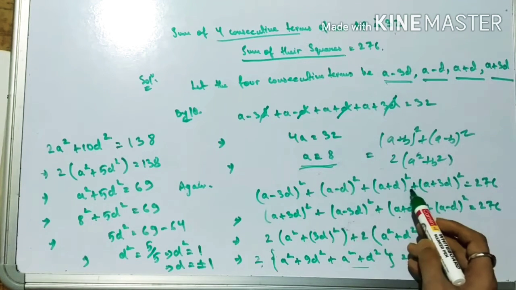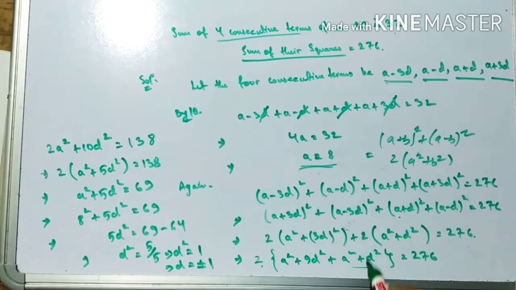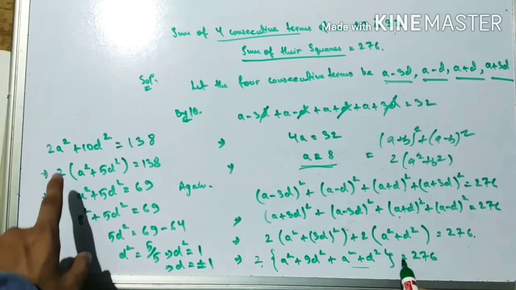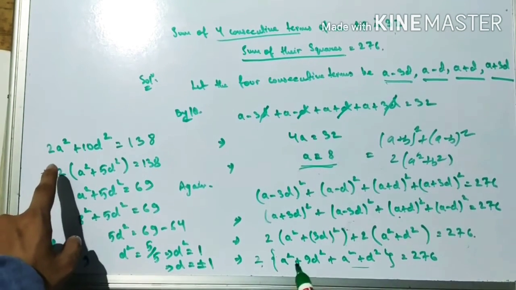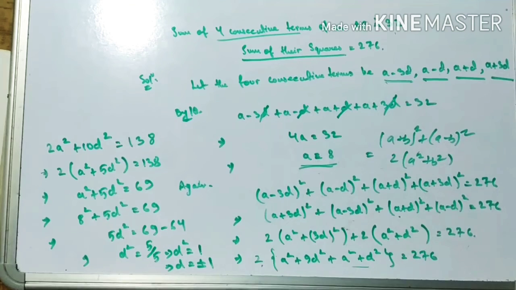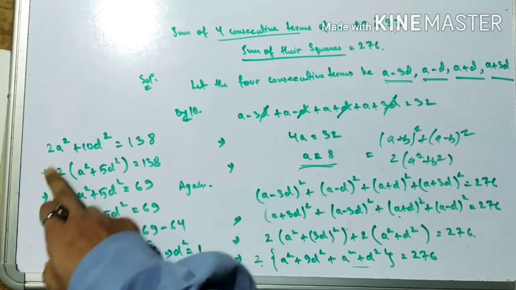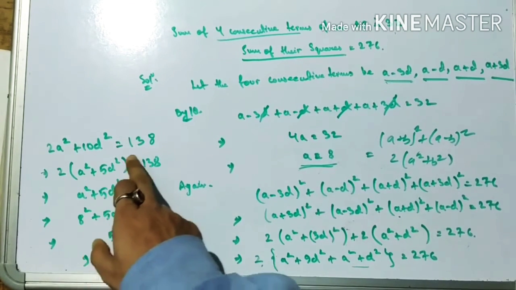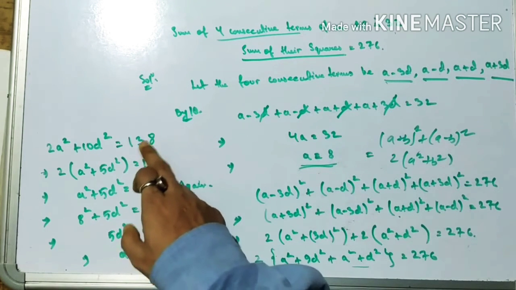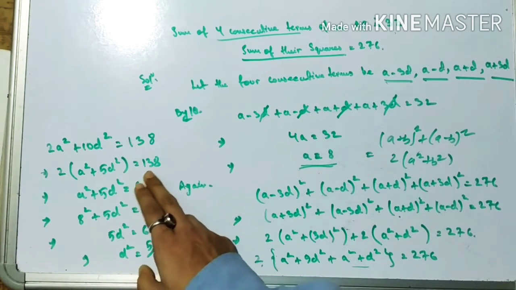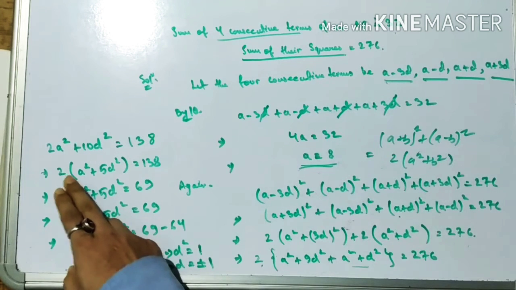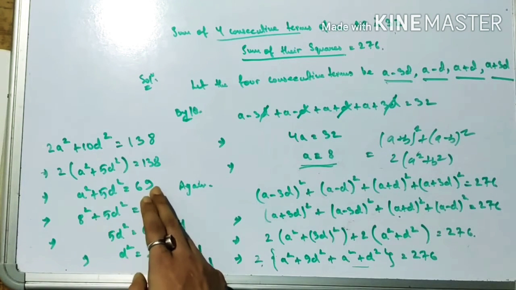Similarly, (a plus d) whole square plus (a minus d) whole square gives twice (a square plus d square). Taking 2 common, ultimately you will get a square plus 9d square plus a square plus d square equal to this. Solving it, you will get twice (a square plus 5d square) equals 138, and sending the 2 to that side, a square plus 5d square equals 69.